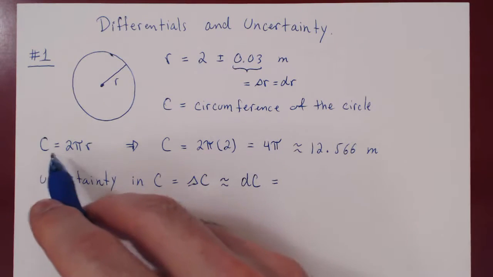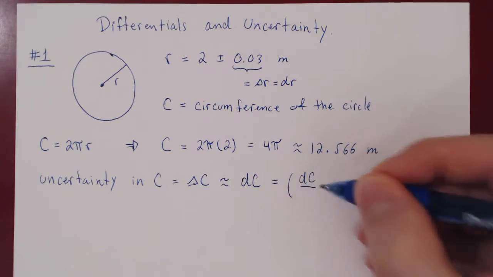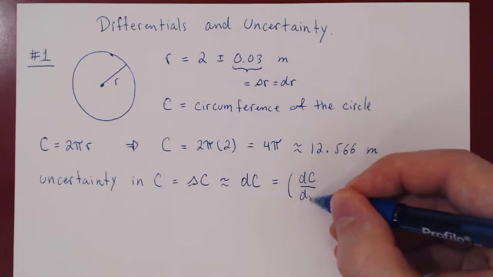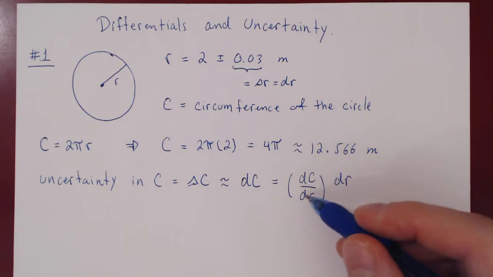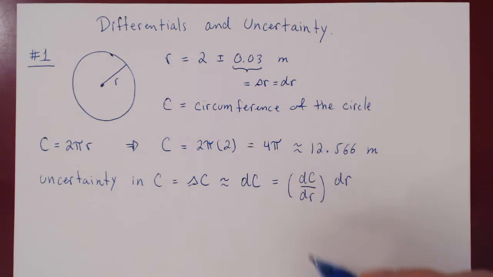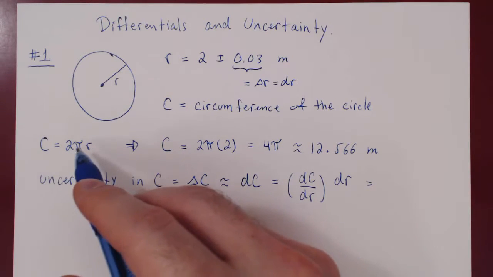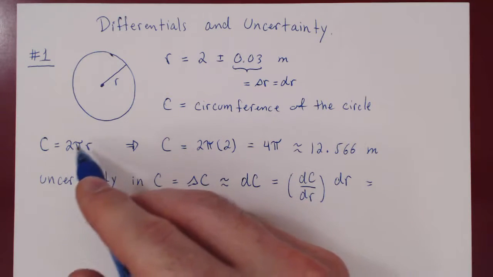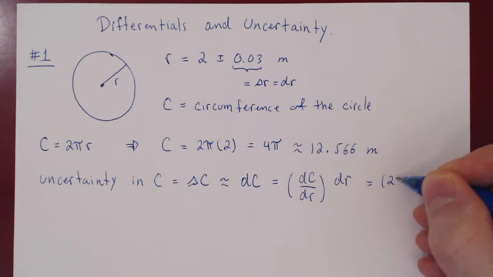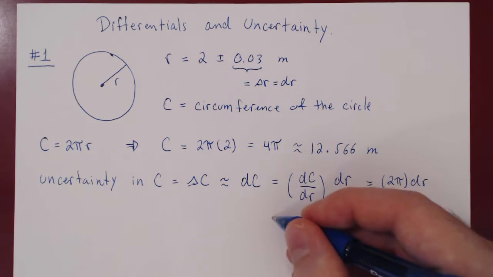Again, what is the differential? Well, the circumference is a function of r. The differential, therefore, is the derivative of C with respect to r times the change in r, dr. And again, dC over dr times dr, cancel the dr's, and you get dC. Let's compute this. dC over dr, well, C is 2 pi r, so the derivative of C with respect to r is simply 2 pi, times dr.